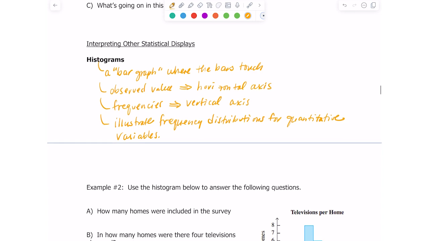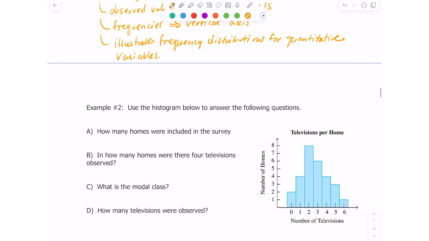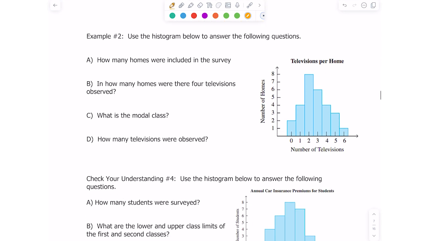Okay, let's take a look at one. So here's a histogram, and it is displayed for televisions per home. So that's quantitative, right? Because it involves counts. I can count the number of televisions in homes. So it's a number. And notice that you have the number of televisions on the horizontal axis and then the number of homes on the vertical. So we're counting how many homes have no television, how many homes have one television, and so on.